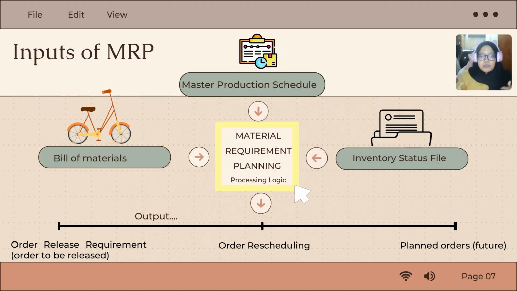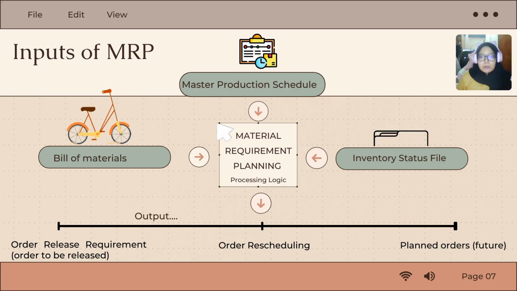There are three inputs of MRP. First is bill of material, which is a detailed list of raw materials, components, and assemblies required to construct, manufacture, or repair a product or service. So take for example a bicycle manufacturer that wants to build 1,000 bicycles. A bill of material for a bicycle will include all the parts that make up the bicycle, such as seats, frames, wheels, everything including the quantities required of each component and their cost.